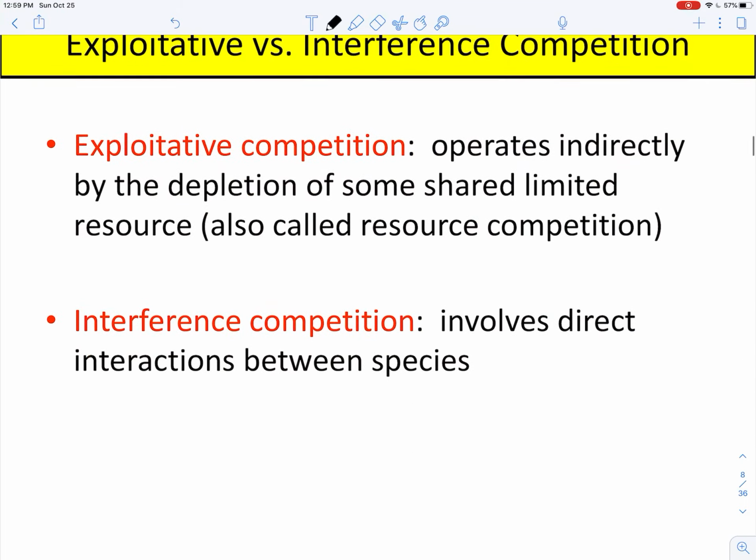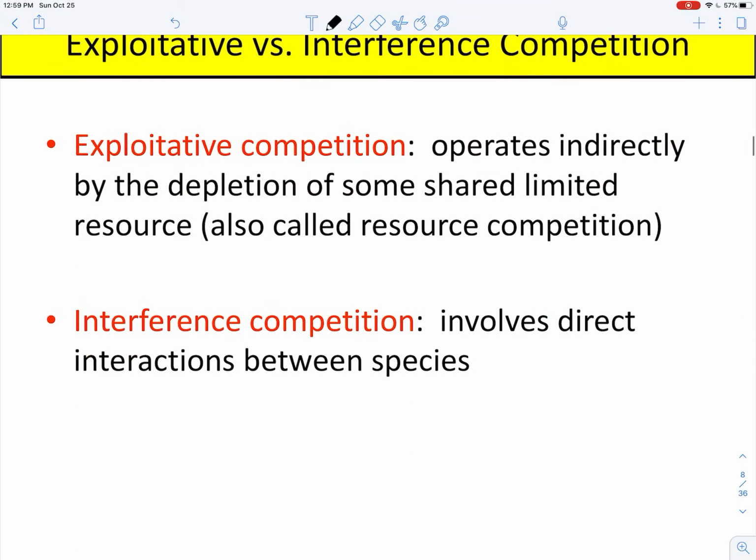Interference competition involves direct interactions between species, like the territorial interactions that we just saw in the three-spot damselfish. So we can break down these two major categories and think about different mechanisms of competition that fall into these categories.